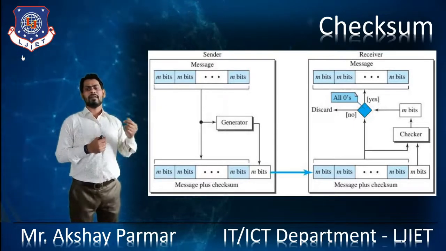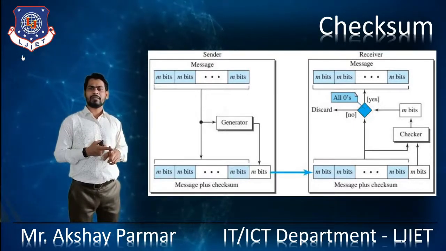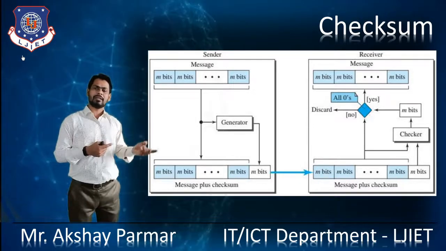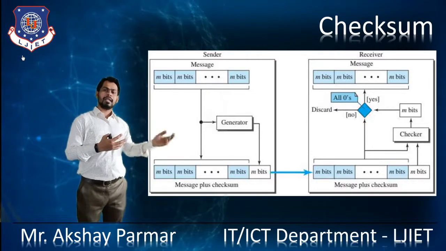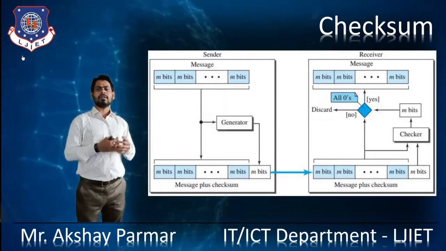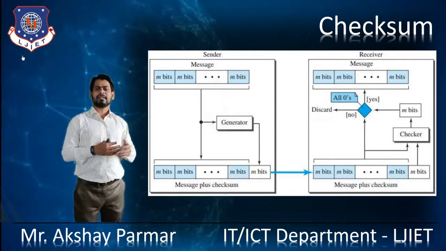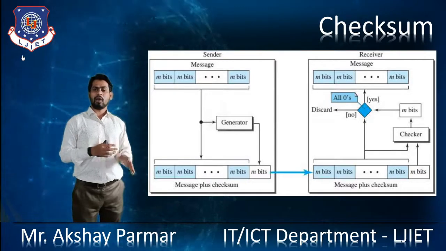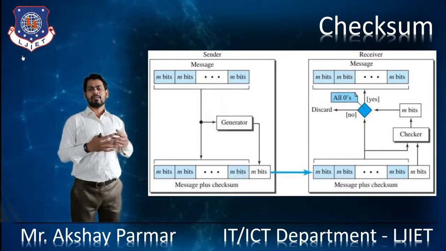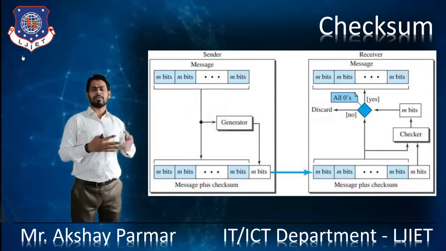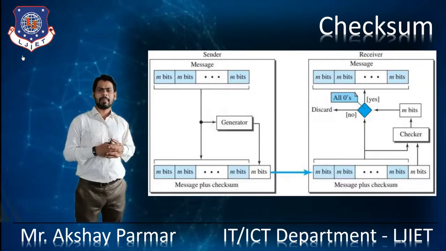After that, we add the chunks using ones complement to get the sum, and after getting that sum, we complement it. That's how we get the checksum of the message. That checksum is sent along with the data to the receiver end, and the receiver does the opposite, reverse procedure to get the actual data.